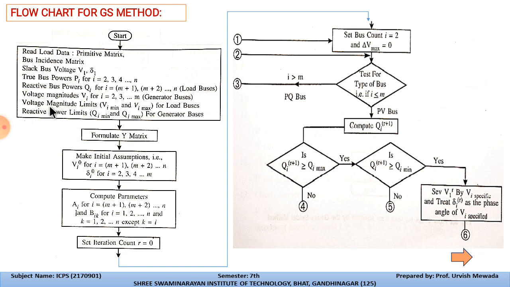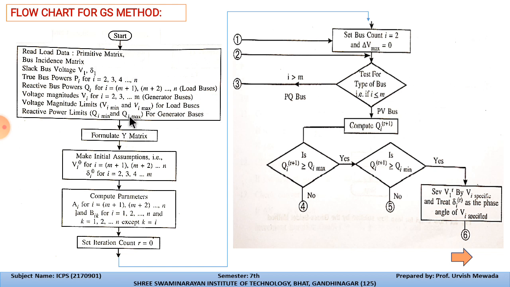Now voltage magnitude limits, Vi minimum and Vi maximum, for the load buses. This is the assumption. So the magnitude varies between Vi minimum and Vi maximum for the load buses, and the reactive power of the generator buses is between Qi minimum and Qi maximum. So this is the data required to start the Gauss Seidel method.